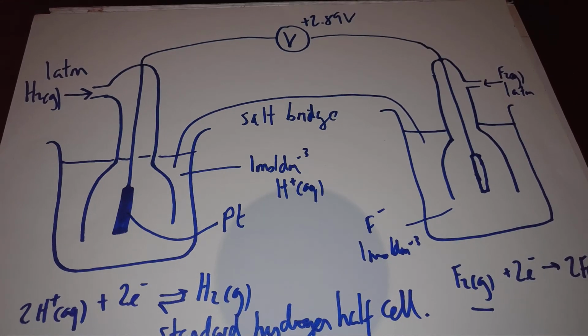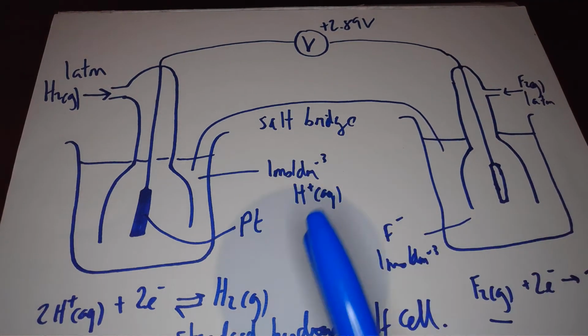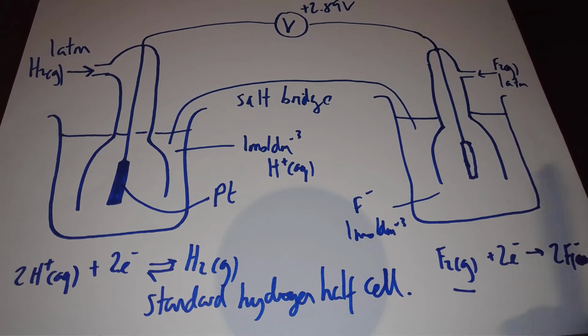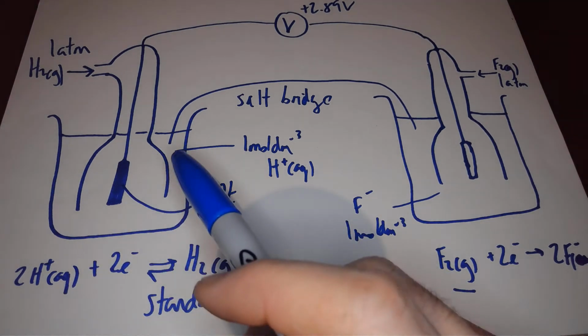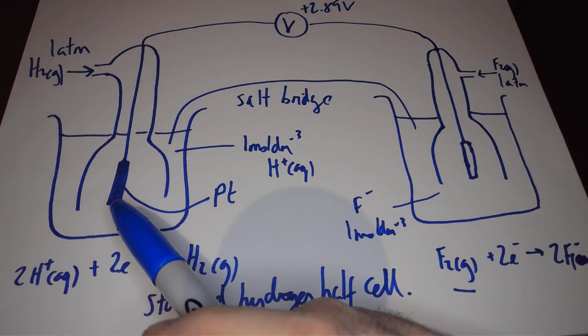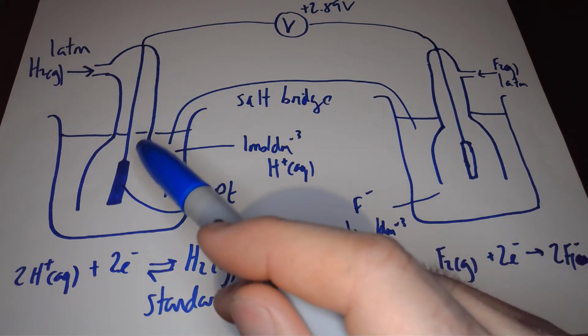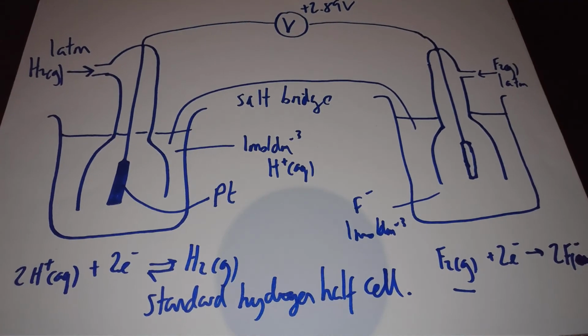But this is the setup they would have used. This is the standard hydrogen half cell here. It's got this half equation. The H+ ions gaining electrons become hydrogen gas. Because it's a non-metal ion, you've got the platinum electrode. You've got this glass cylinder, so the gas can be pumped in. You've got your H+ ions of 1 mole per dm cubed.